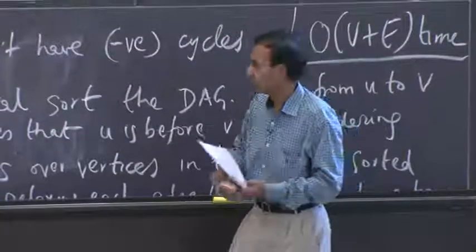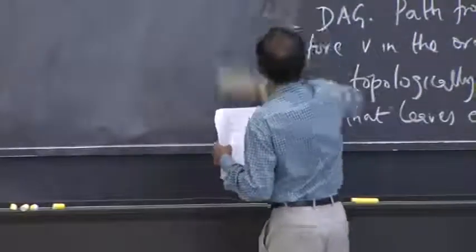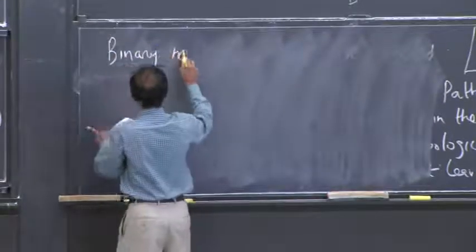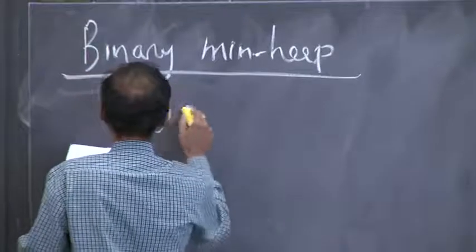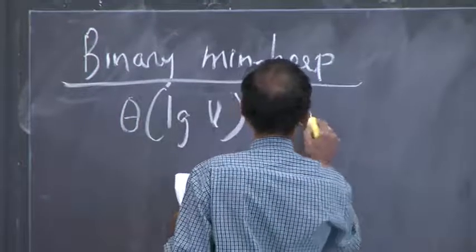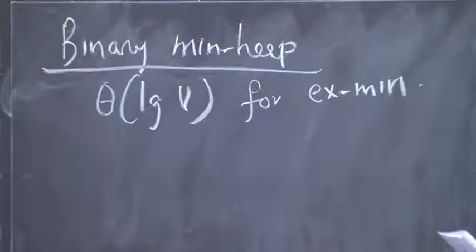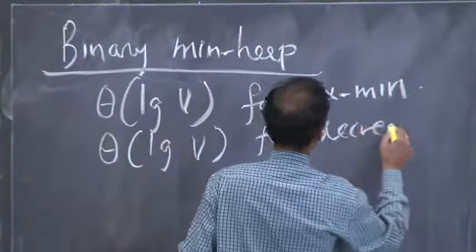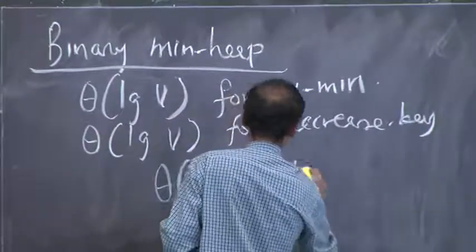Yep. You could use a min heap. Exactly right. So if you use a binary min heap, then my extract min, finding the min is constant because you just pick it up from the top. But we know that if you want to update the heap and delete it, then it's going to take theta log V. And decrease key is the same thing, theta log V. So that's worse than an array for decrease key. And if I do the multiplication again, I get V log V plus E log V.